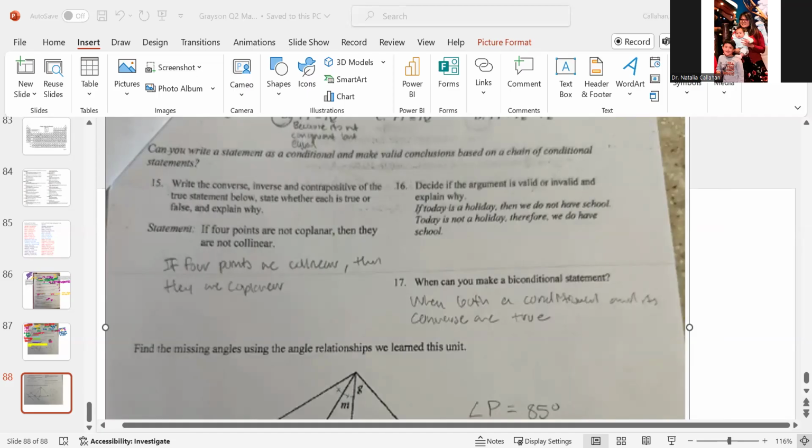A biconditional statement can be made when both a conditional statement and its converse are true. So good job. A biconditional statement is typically written in the form A if and only if B, which is this symbol right there with a little double arrow. This indicates that if A then B, which is a conditional statement, and if B then A, which is the converse. Both directions of the statement must hold true for a biconditional statement to be valid. So the only thing I would add is, if P then Q and if Q then P are true.